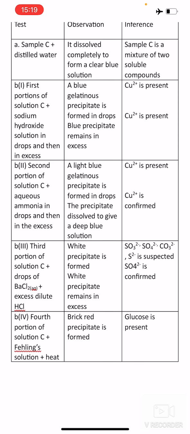Now the last one, the fourth portion of solution C plus Fehling's solution, and then when we heat it, you will see a brick red precipitate, and that actually signifies the presence of glucose.